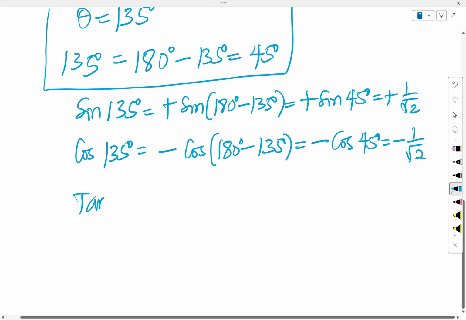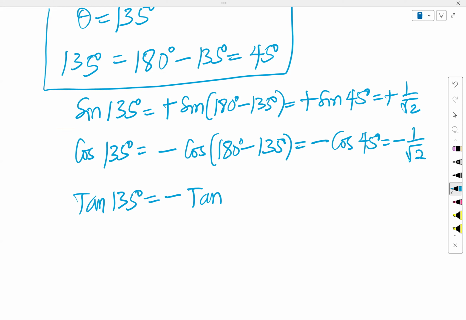Then if you take tan 135 degrees, that'll be minus, because only sine is positive in the second quadrant. So that'll be minus tan of 180 degrees minus 135 degrees, which is equal to minus tan 45 degrees, and that is minus 1. So tan 135 degrees is minus 1. Being able to break it down into an angle in the first quadrant helps you find this easily, and knowing that only sine is positive in the second quadrant helps you know that cos and tan will be negative. So those are the two things.